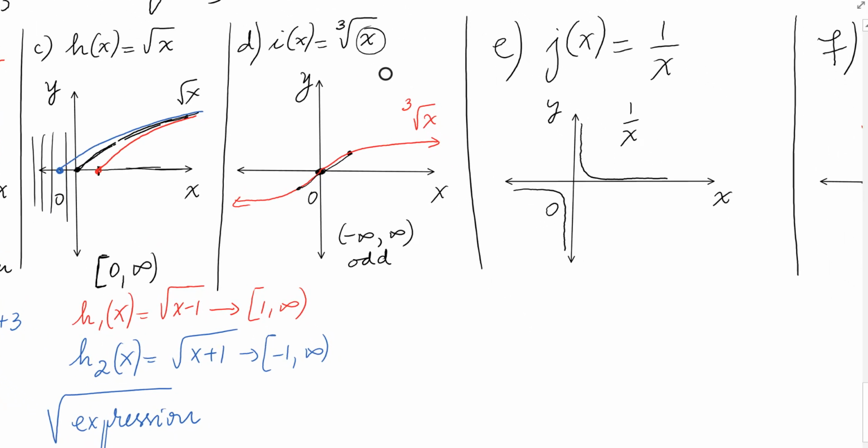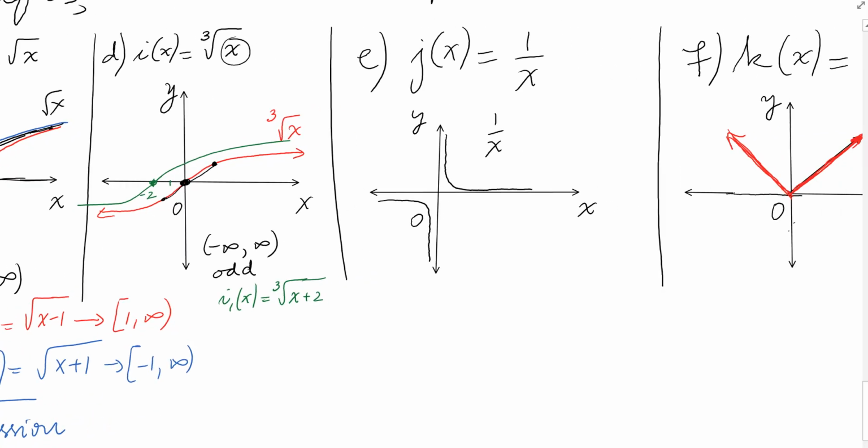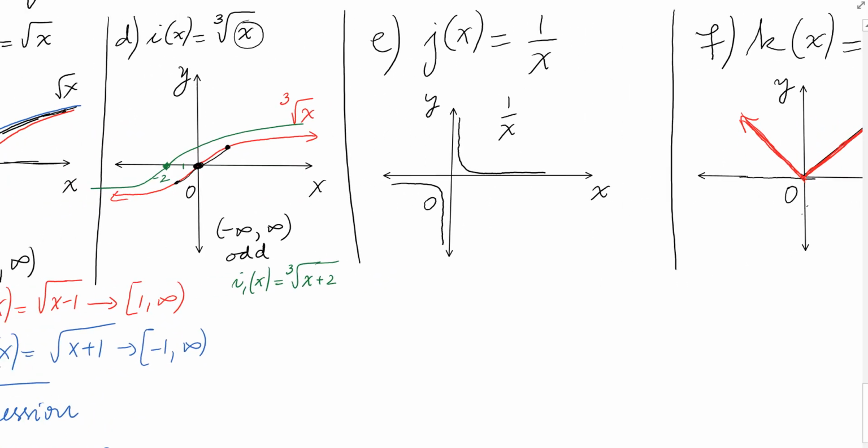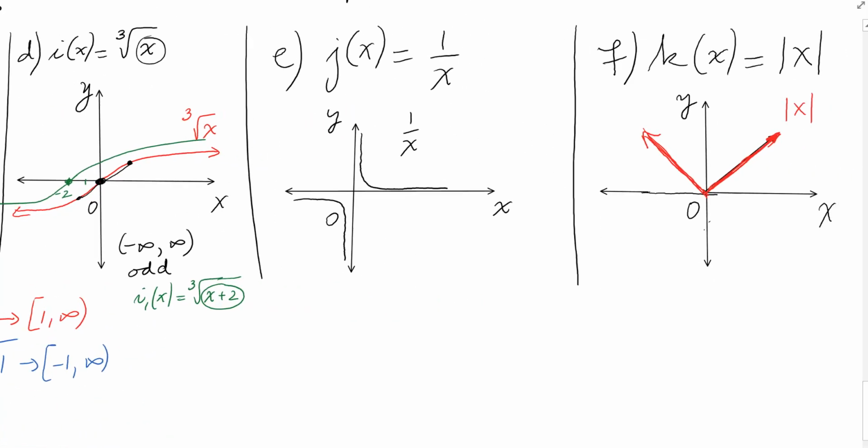And for transformations, if I have, for example, I1 of x equals cube root of x plus 2, we would have to shift it 2 units to the left, and so the graph would look something like this. Basically what I'm trying to say in this problem is that here the domain wouldn't change, right? We can put any number, so the domain would be -infinity, infinity.